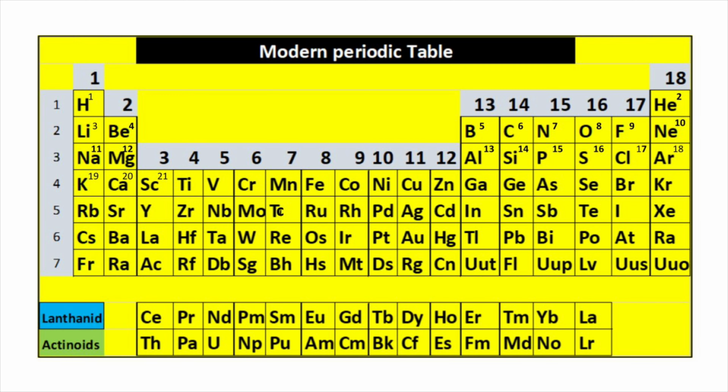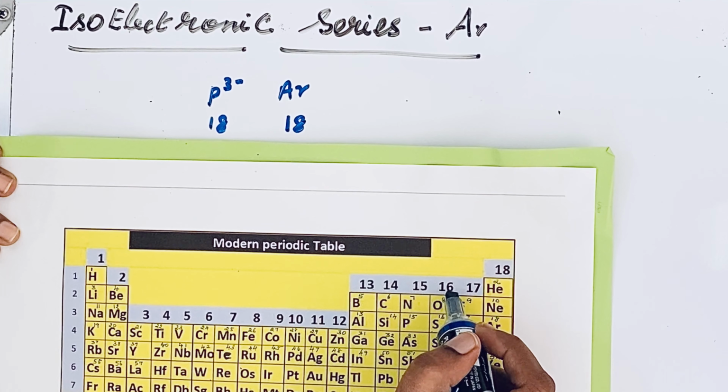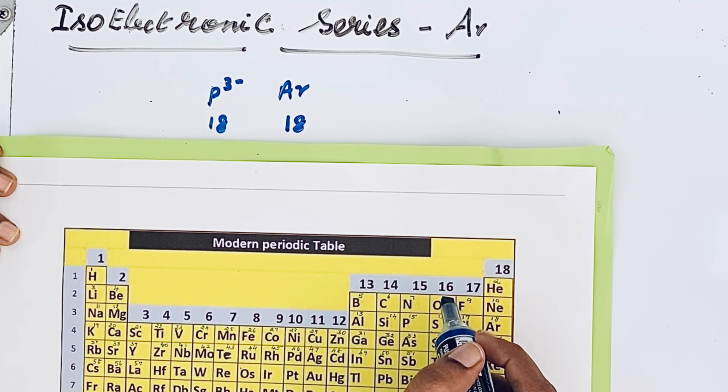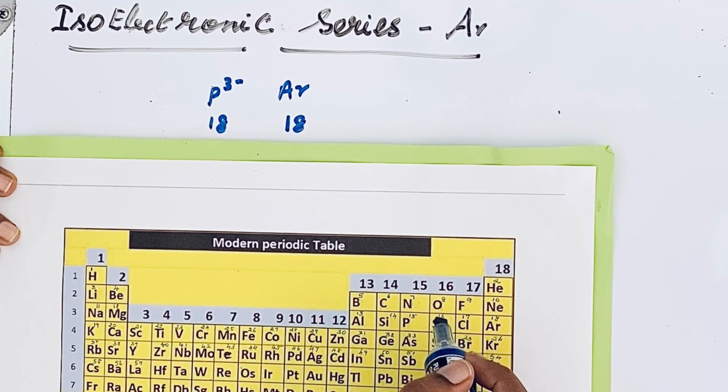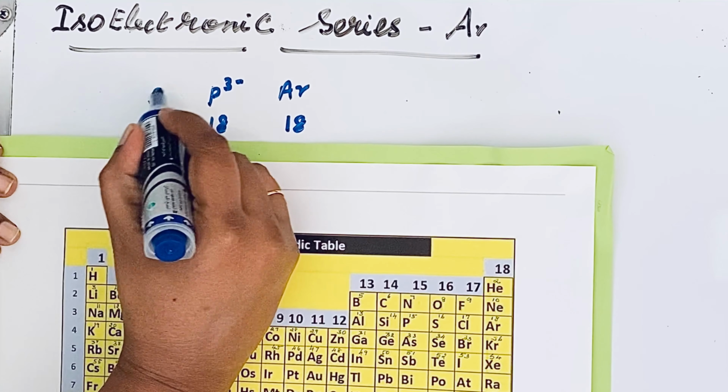Next, come to sulfur. So the sulfur atomic number is 16. It is in the 16th group, so the valence electrons are 6. How many electrons does it need? It needs 2 electrons. That means it forms the S2 minus ion to get the octet configuration. So S2 minus.